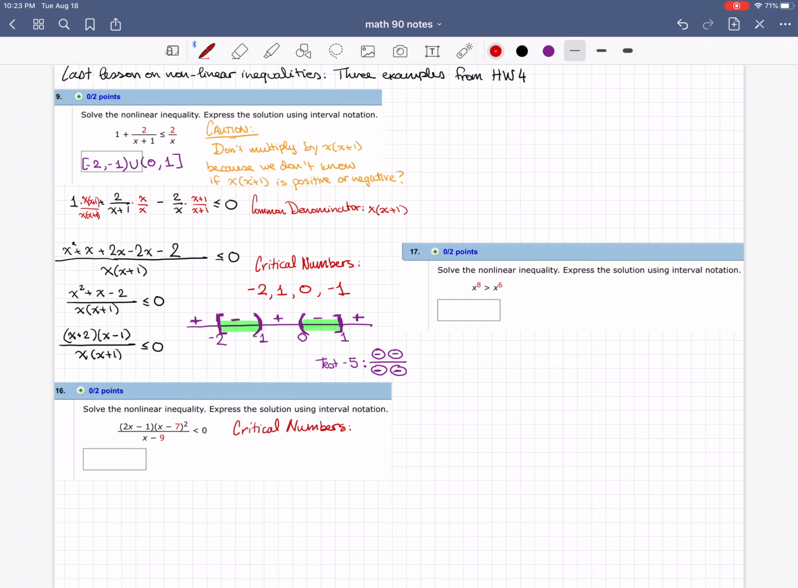All right, looking at the critical numbers, we're going to ask when is 2x minus 1, 0? Where is x minus 7, 0? Where is x minus 9, 0? So our critical numbers are a half, 7, and 9.